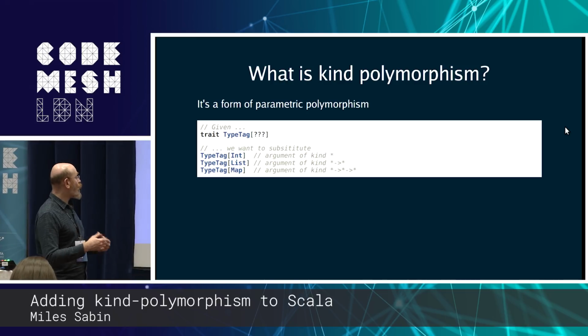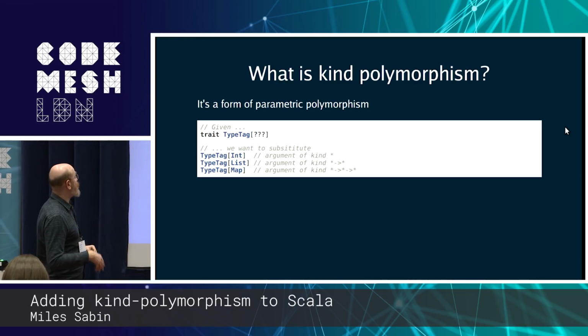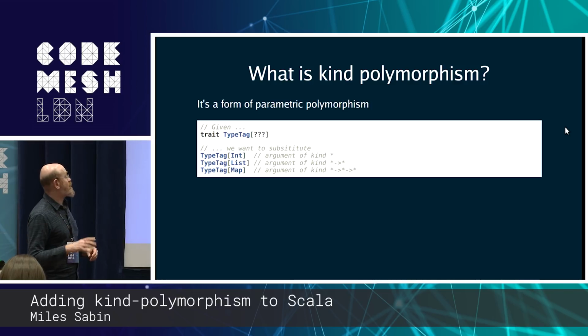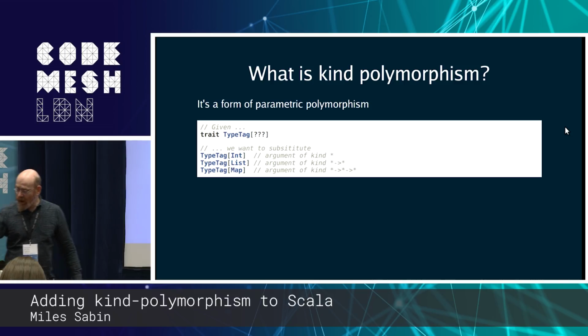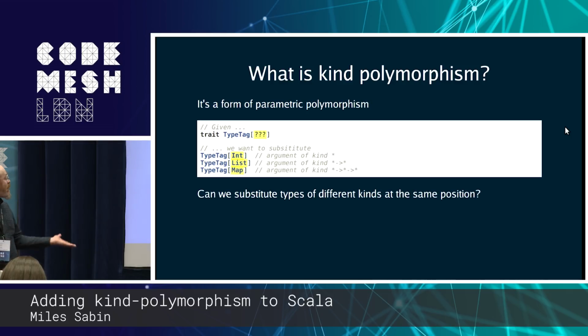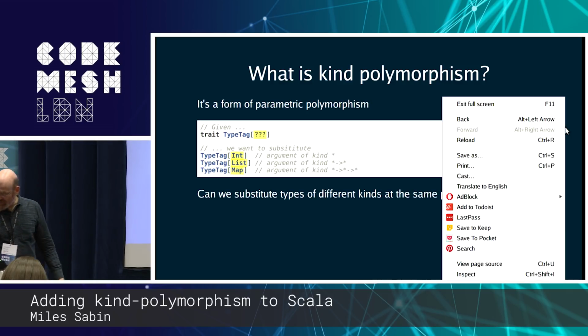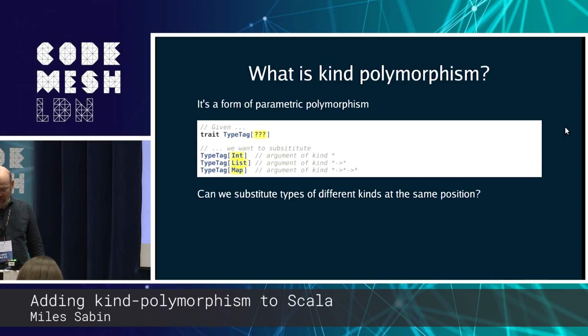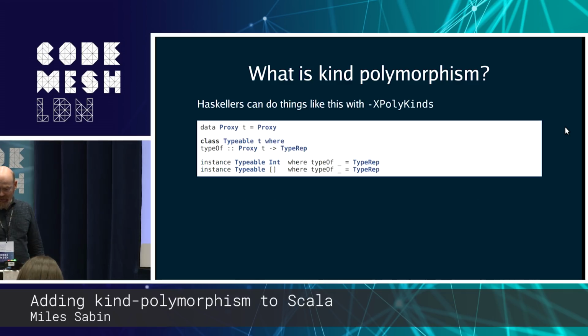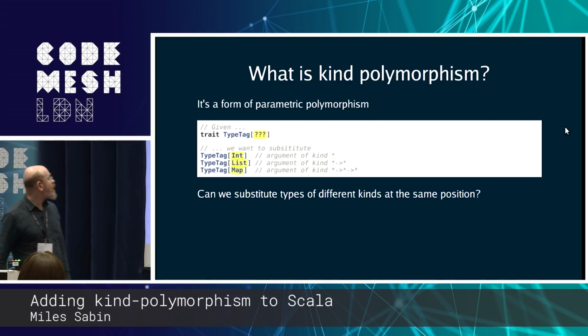Okay, well, type tag, we'd like to be able to refer to a type tag for types of various different kinds. So it'd be nice to have a type tag for Int, a type tag for List, which is a type of kind star, arrow, star, and also a type tag for Map, where the Map type constructor takes two type arguments. So that's yet another kind, star, arrow, star, arrow, star. Can we substitute types like that into the same position in the type constructor? Well, the answer is no, we can't.